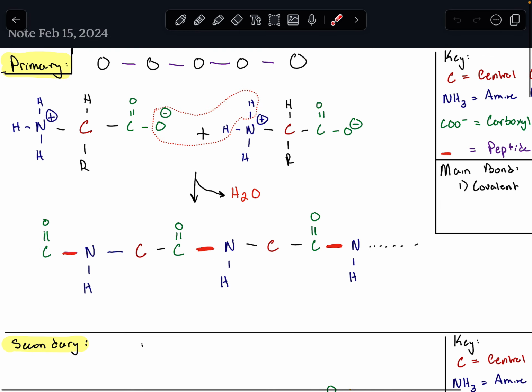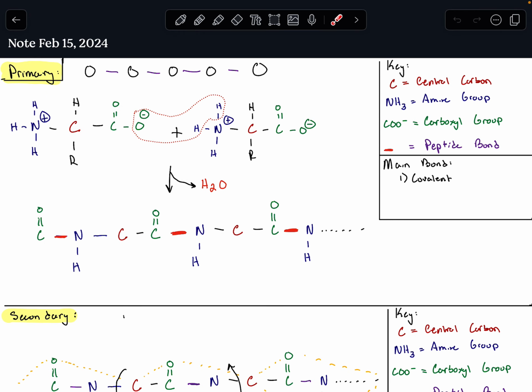And if you guys get a little bit confused, please just reference and look at what's going on. H2O is leaving, which allows this peptide bond to form right here.